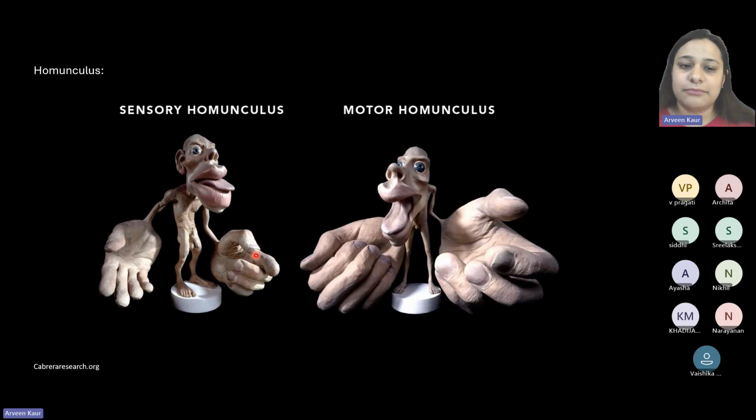And this is an artist's representation with regard to it. It's the sensory homunculus and the motor homunculus, depending on how much area in these two particular cortices is actually allocated to which particular region, right?